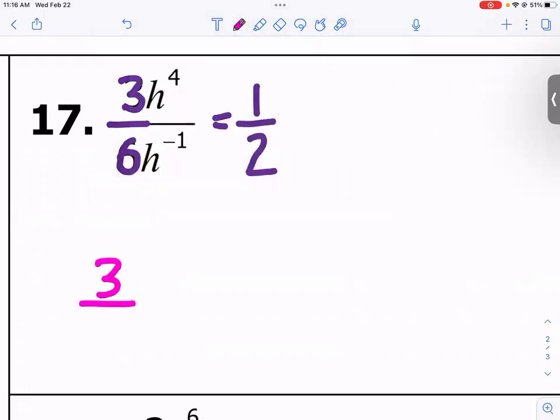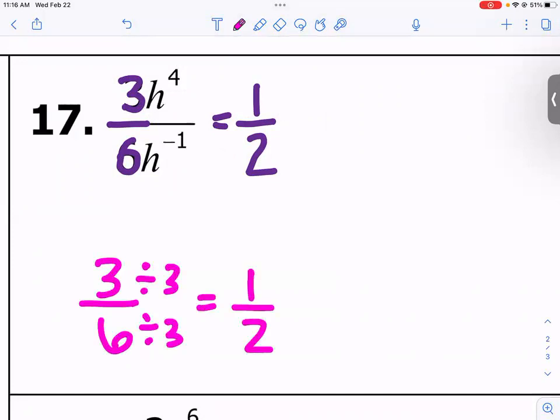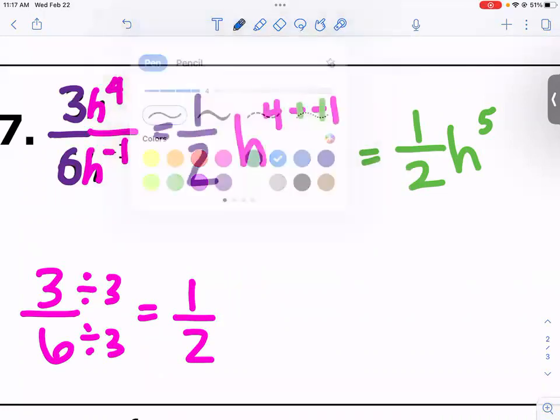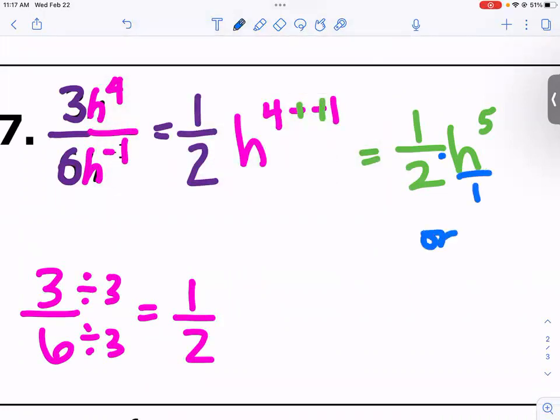If we have 3 divided by 6, we know we could take each of them divided by 3 to get that 1/2, okay? Well, now h to the 4th divided by h to the -1st. If we take 4 minus -1, keep, change, what do we get for our exponent? So you can write it as 1/2 h to the 5th, or if you think about multiplying with this over 1, you could also write it as h to the 5th over 2. Either one of them is fine.